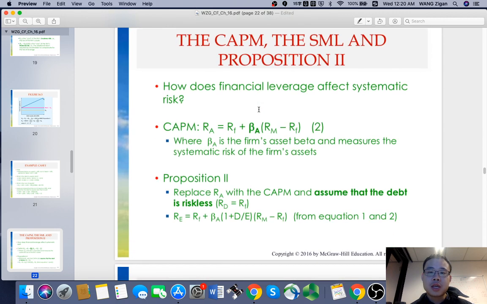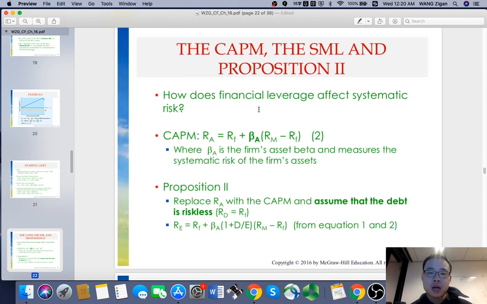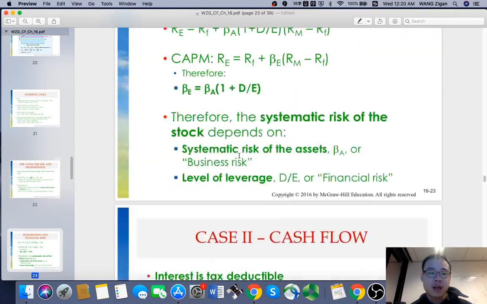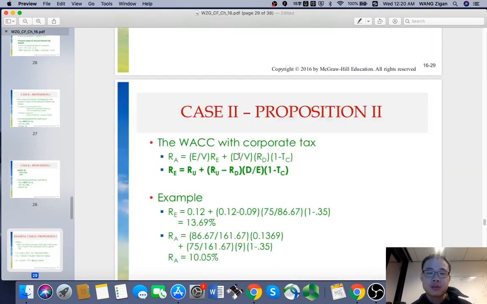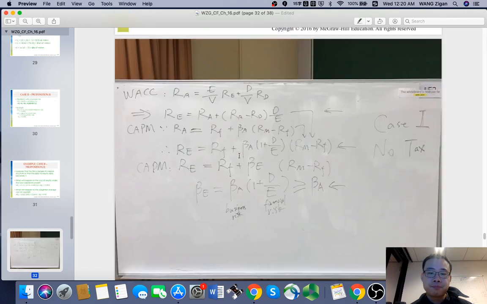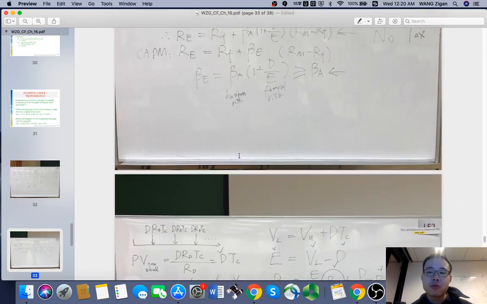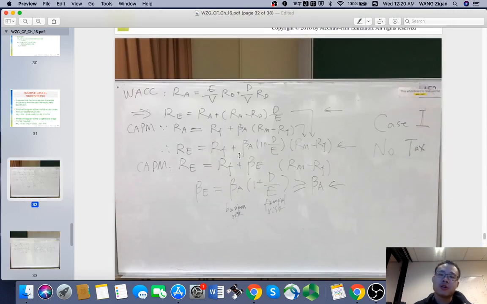Then we go to the second proposition. This is a little bit... I want to skip this slide and go to my notes because I think this is simpler. This is what I wrote for last semester's course. I think this is more intuitive to understand. So let's first go to case one.